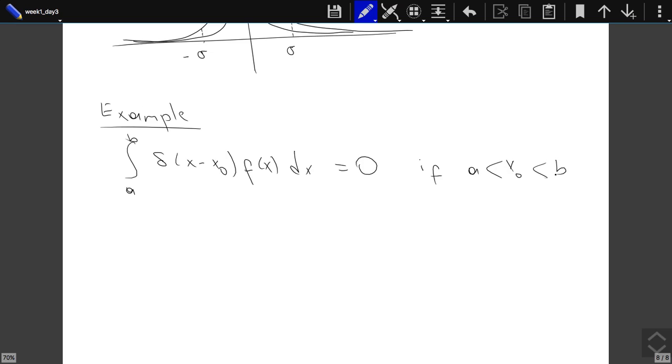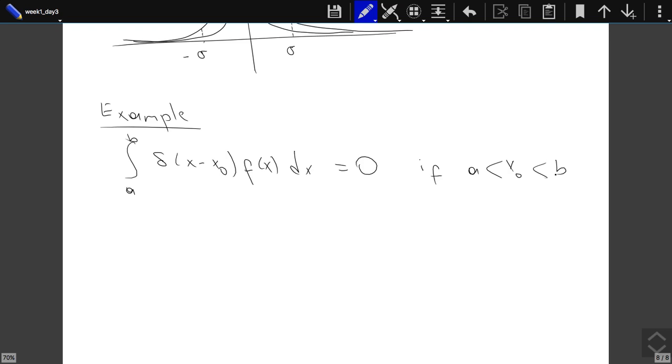Can you repeat this? So let's first assume that x0 is not in that interval. x0 is either less than a or larger than b. Okay. Now, what do we know about the Dirac delta? Its value is always 0 if its argument is non-zero.